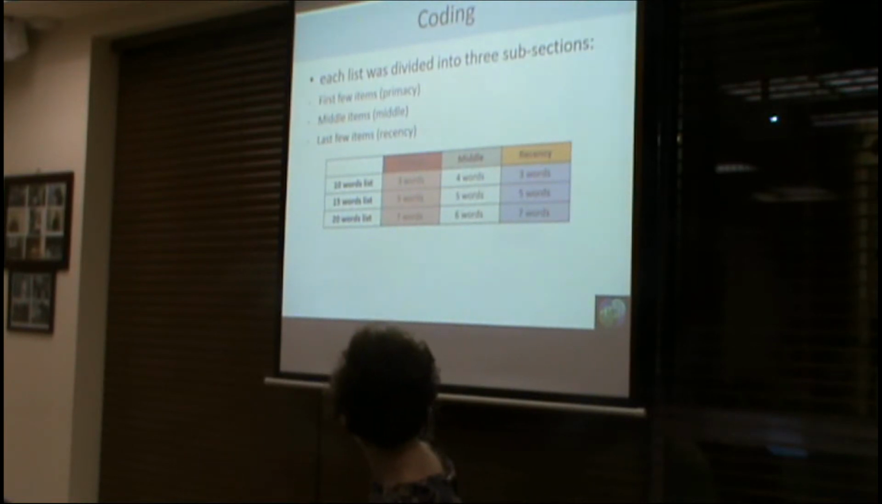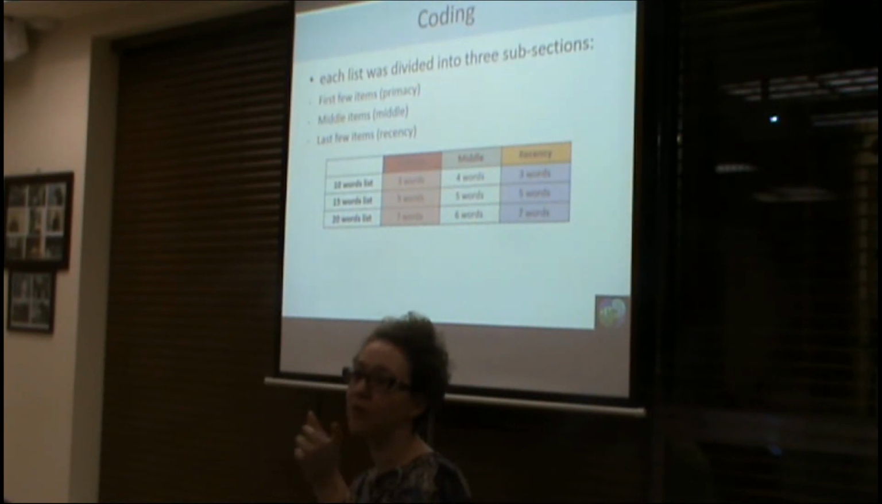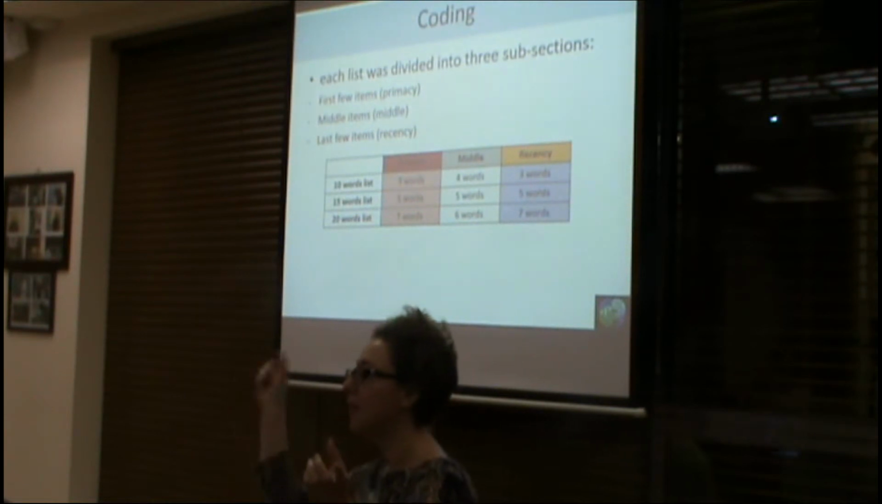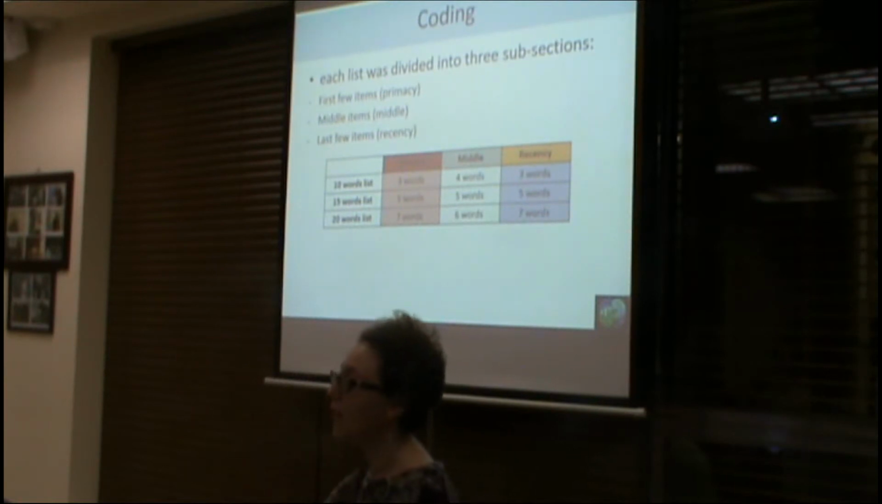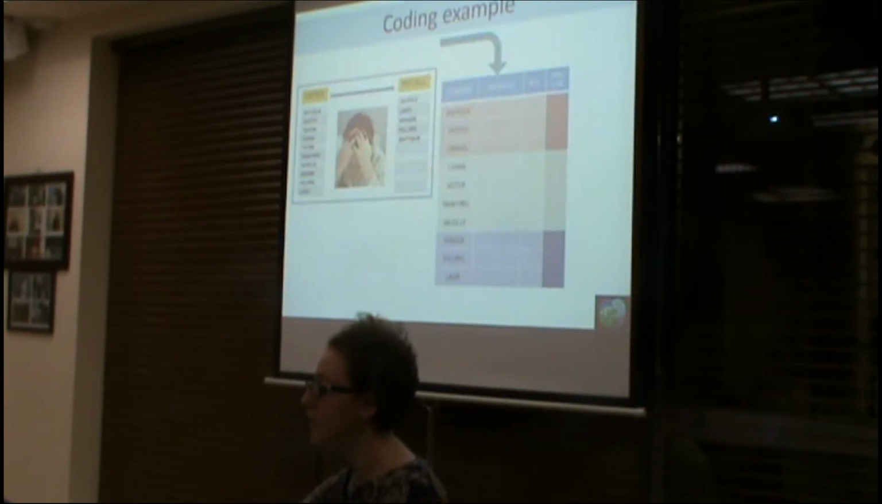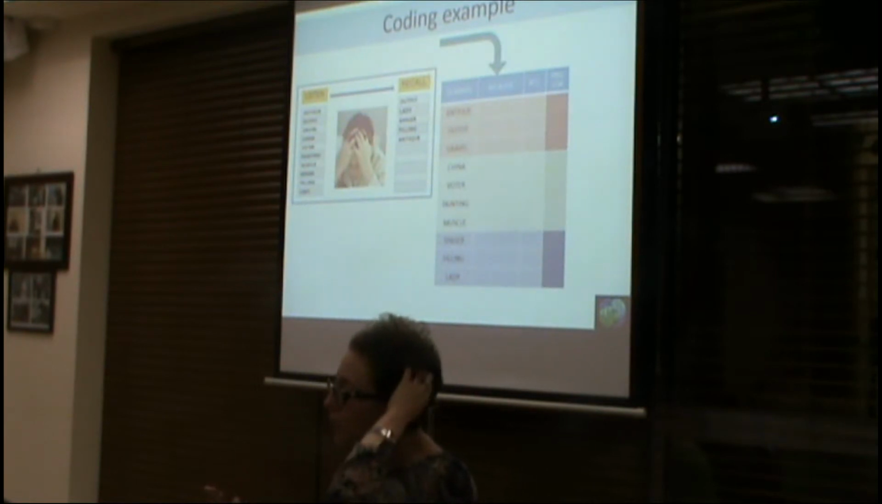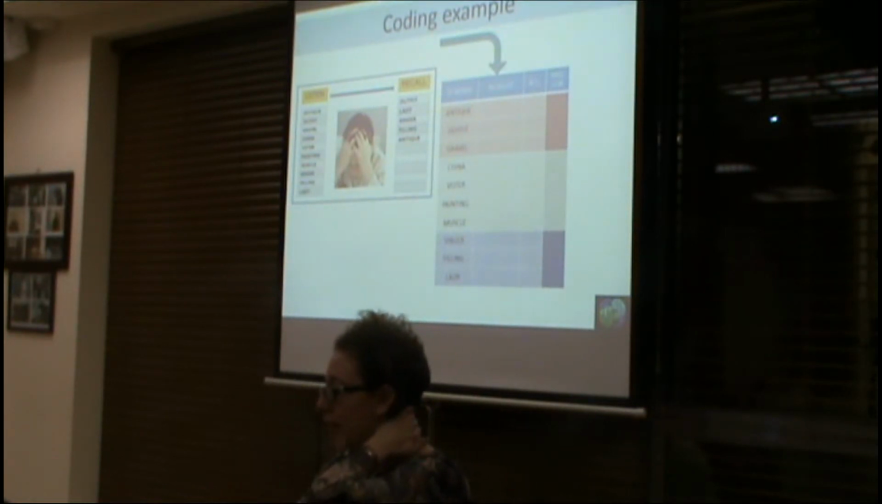So for 10-word lists, we said that the first 3 words for us will be the recency region, the last 3 words will be the primacy region, and the 4 words in the middle will be the middle region. We did it the same way, fluctuating the number of words in each region. So the way that we coded this was like this.